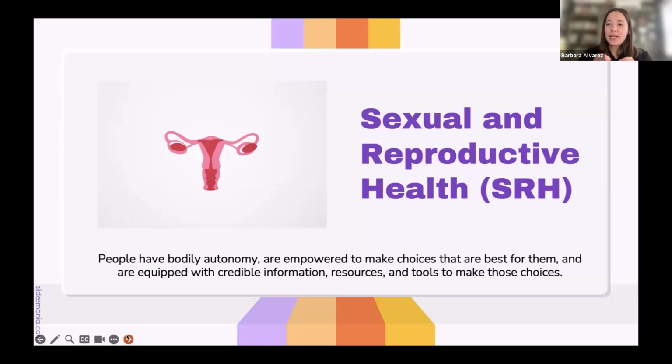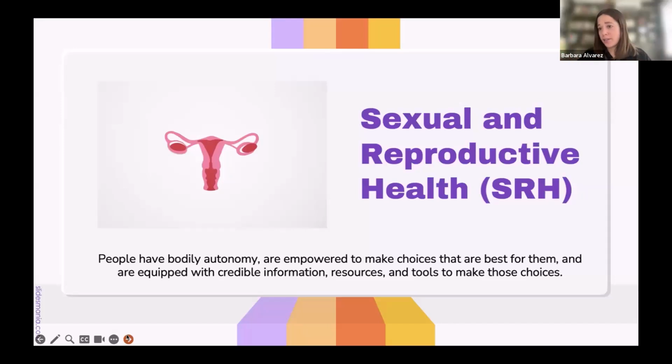So if we use this kind of as our guiding principle for the work that we do in libraries, I think that'll help us better understand sexual and reproductive health information, that we are talking about access to credible information, resources, and tools so that people can have bodily autonomy and make choices that are best for them.